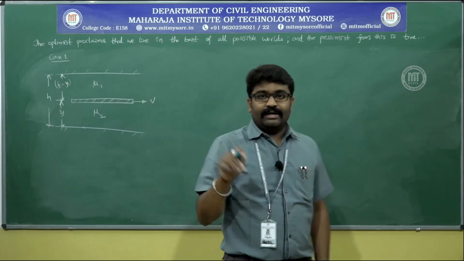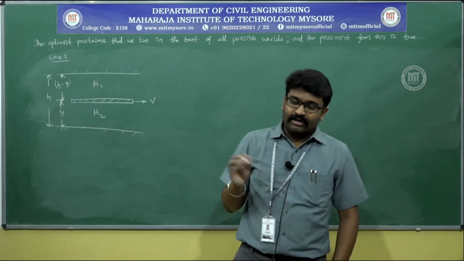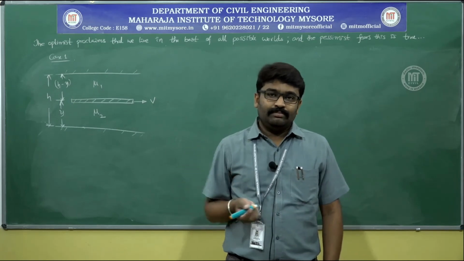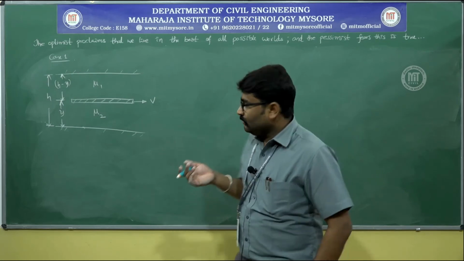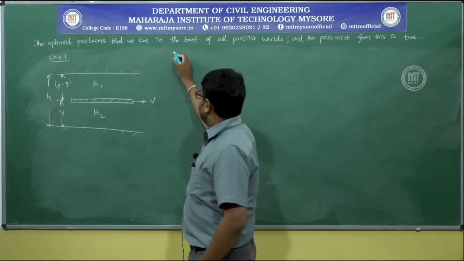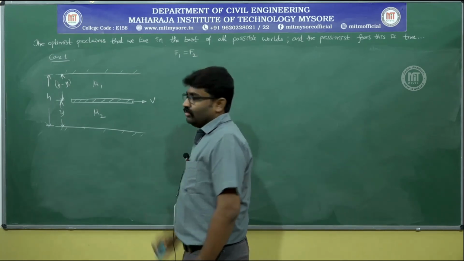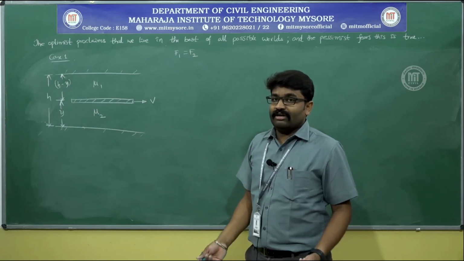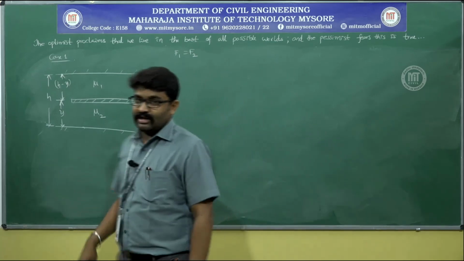In case 1 you write, let F1 and F2 be the forces required to pull the plate on either side of the plate. From the given condition, F1 is equal to F2. Where do I have F1? So I will have to first have an expression for F1. That part I will solve here.